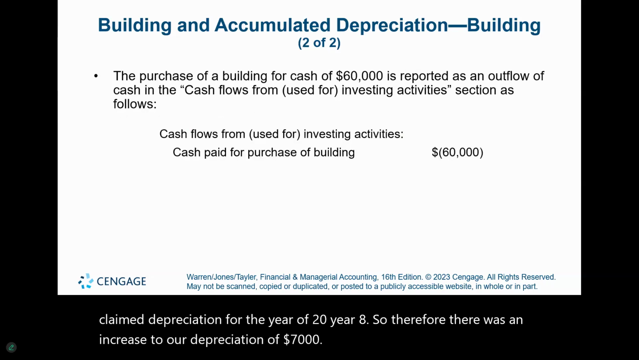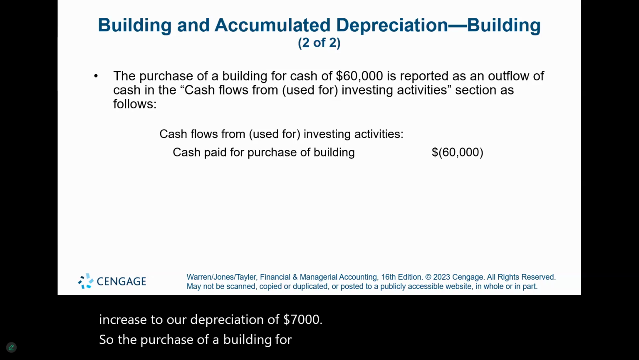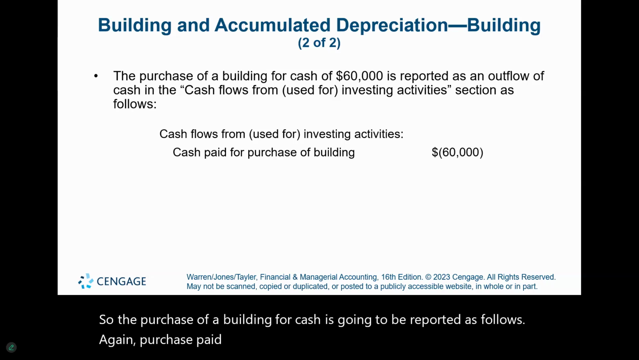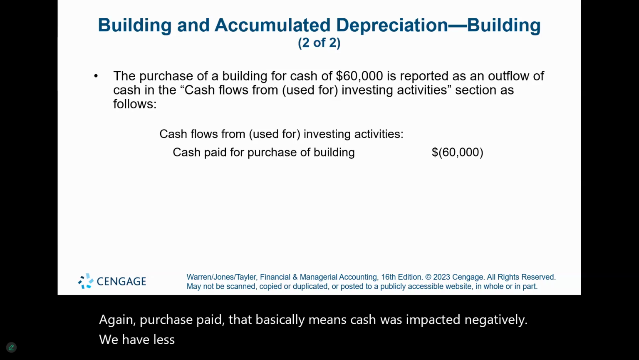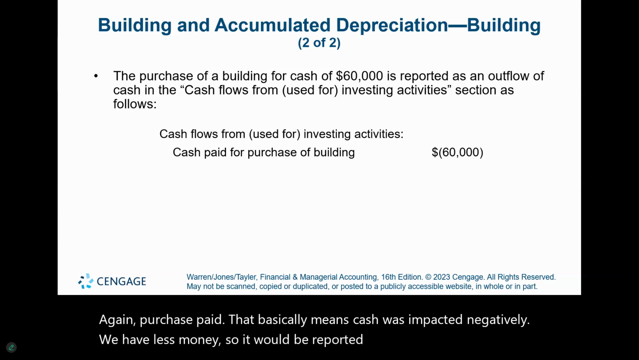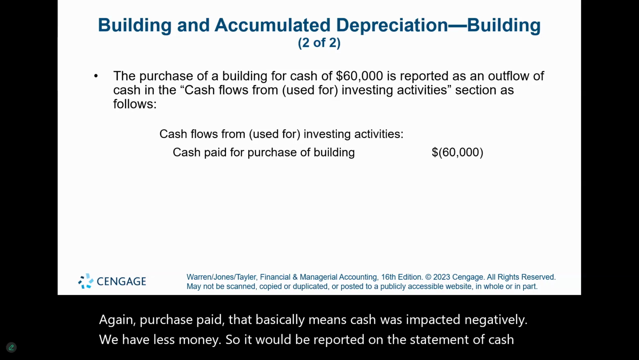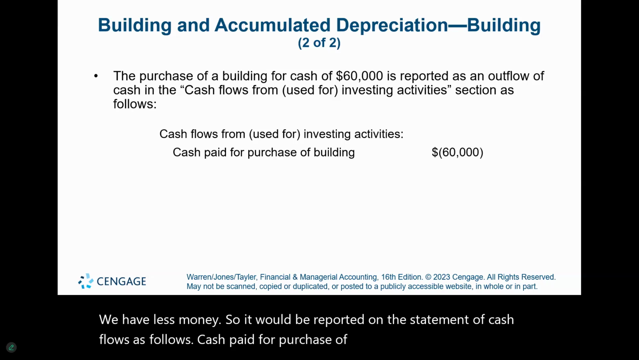So the purchase of a building for cash is going to be reported as follows. Again, purchase, paid. That basically means cash was impacted negatively. We have less money. So it would be reported on the statement of cash flows as follows. Cash paid for purchase of building, negative 60,000.